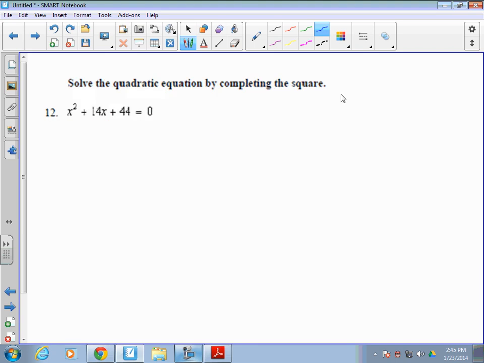Number 12 says solve the quadratic by completing the square. Okay, we want to make a perfect trinomial. This is not a perfect trinomial because we can't take the square root of 44. So we want to move that one over to the other side. It says plus 44. Let's move it across the equation and subtract it from 0. So now what you have is x squared plus 14x plus c equals 0 minus 44 is negative 44. So we want to find what plus c's value is.